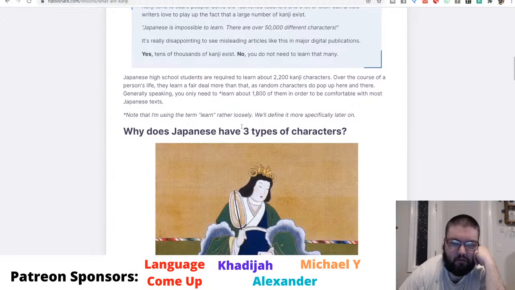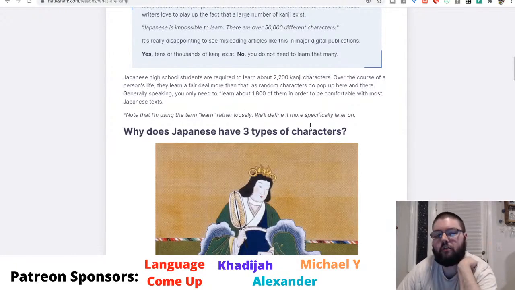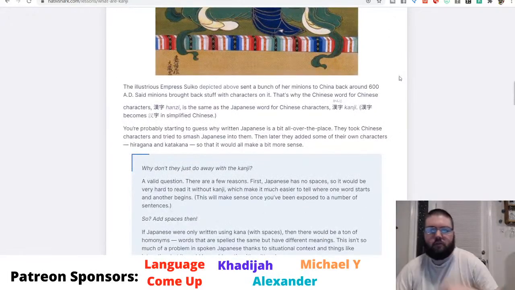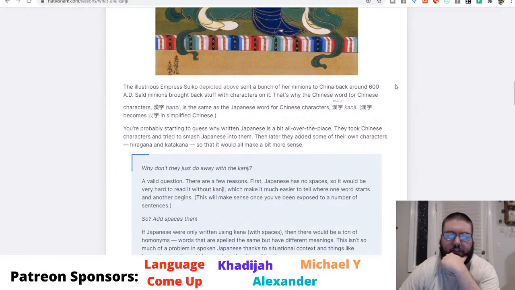Note that I'm using the term learn rather loosely. We'll define it more specifically. Okay, why does Japanese have three types of characters? This is cool. So it's going into a little bit of the history and stuff like that. So it's not just jumping in. I like this information.